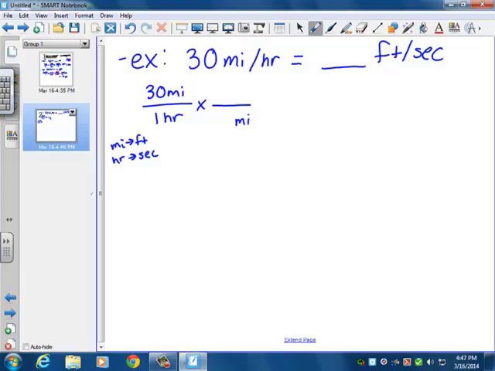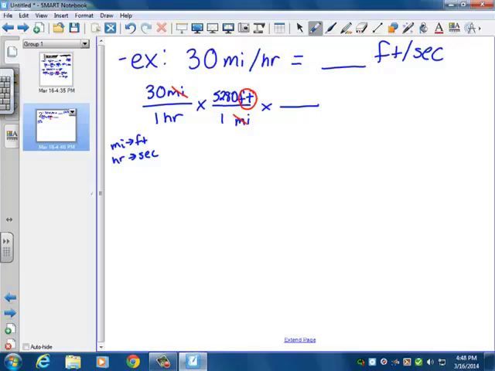So if I'm trying to get rid of miles, miles goes on the bottom. Do I know how many feet are in a mile? If you look at your sheet, you should see 5,280 feet equals 1 mile. Okay, so right now I'm going to cross off my miles, circle my feet, because I know I've got that part done. Now I've got to deal with my hours.